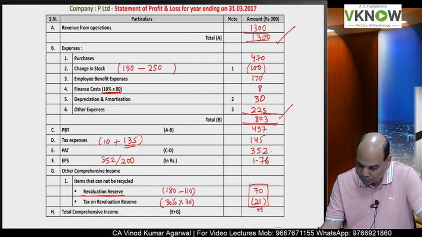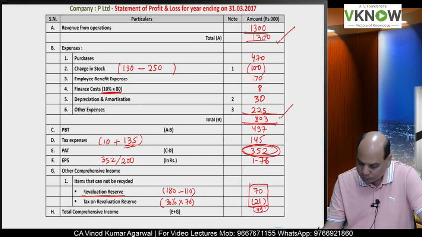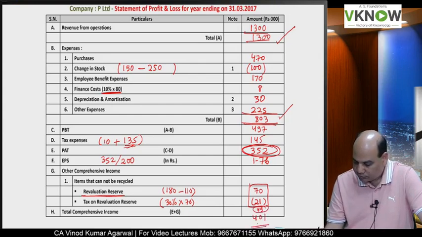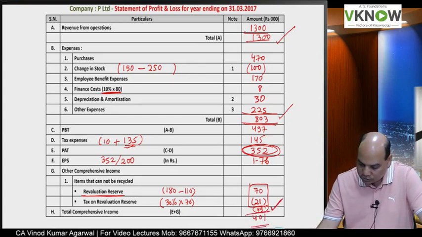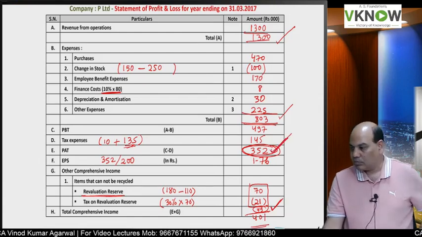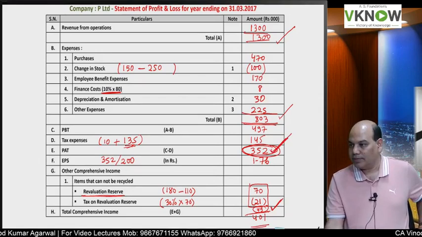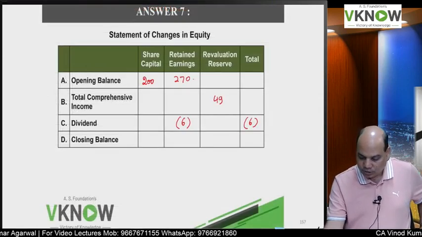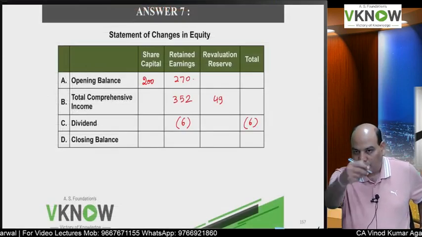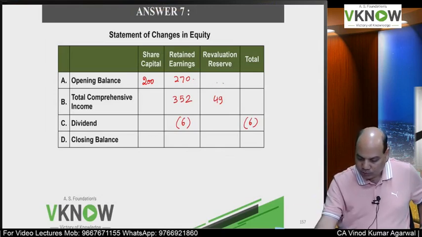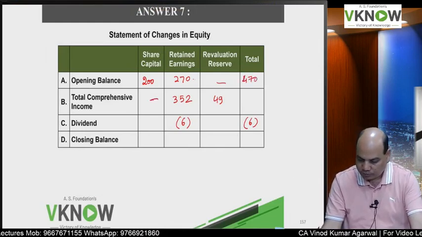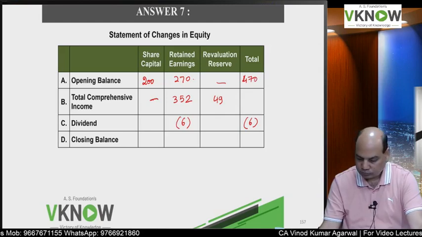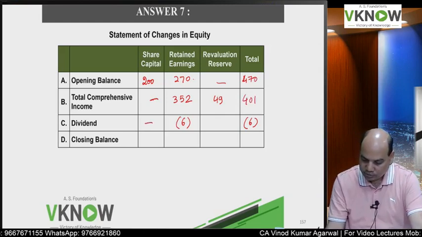And now total comprehensive income will be PAT plus OCI 401. 401. 49 I have already written in the SOCI. This 352 we will write in SOCI here. So first we'll complete the rows. 200 plus 270. 470. 352 plus 49. Presentation is important. And this is 6.